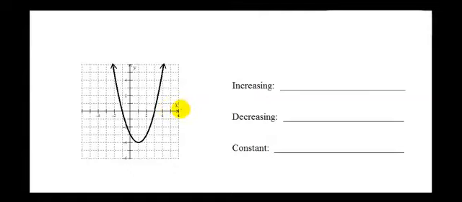So let's look at our first example here. Remember, we always read a graph from left to right. So in this region, the function is going down from left to right, so it's decreasing. In this region, it is going up from left to right, so it is increasing. And this is the point right here where it changes from decreasing to increasing.